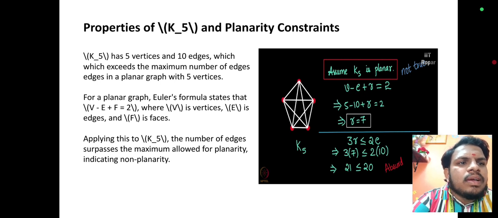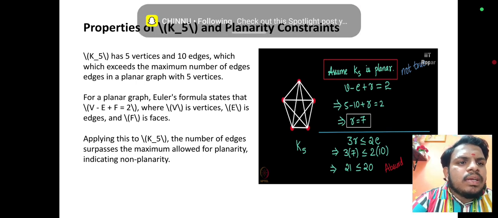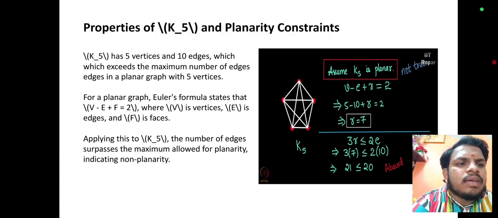V minus E plus F equals 2. 5 minus 10 plus F equals 2, so F equals 7. 3F is less than or equal to 2E. 3 into 7 is 21, which should be less than or equal to 2 into 10, which is 20. 21 is not less than or equal to 20, so K5 is non-planar.